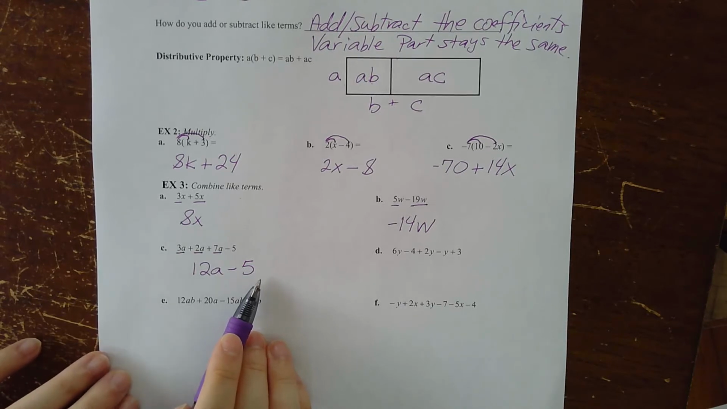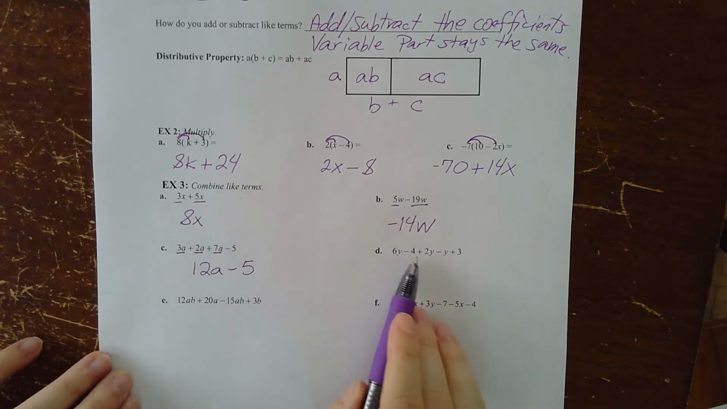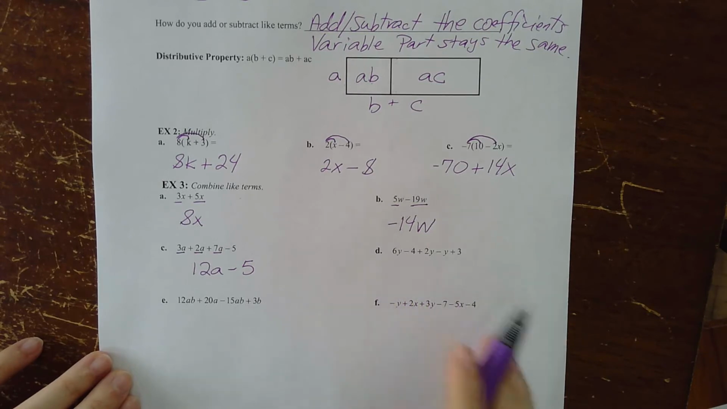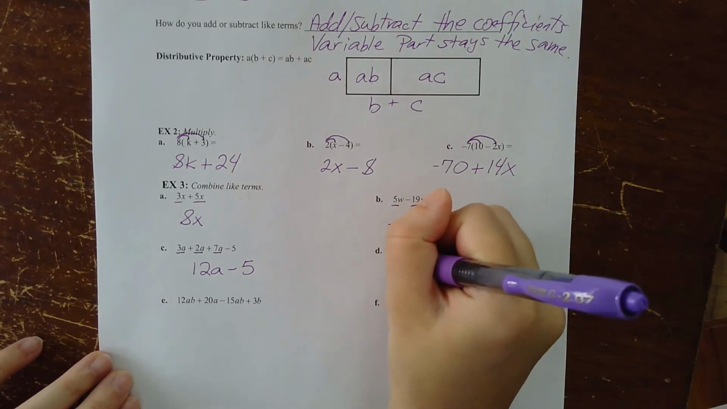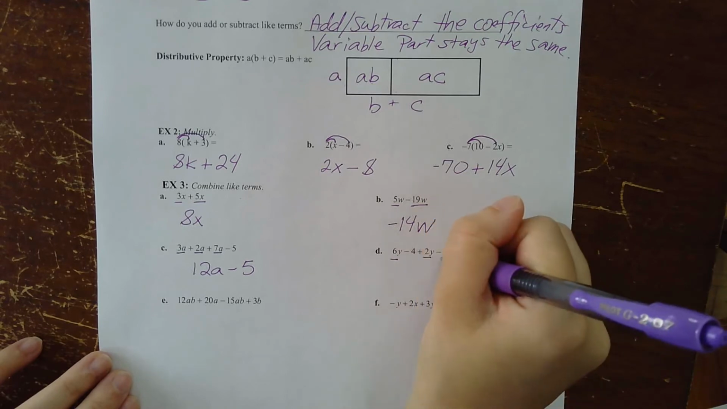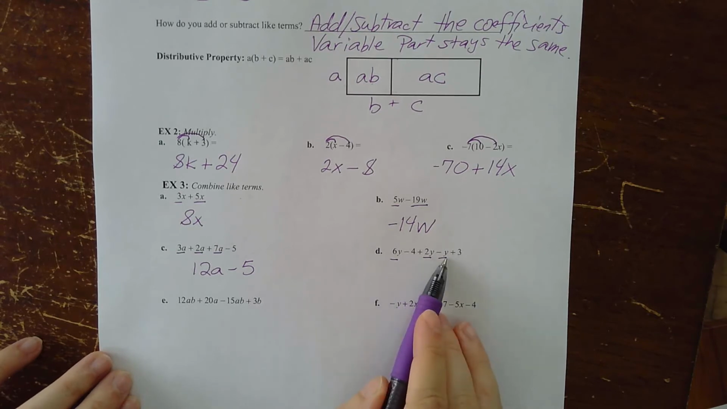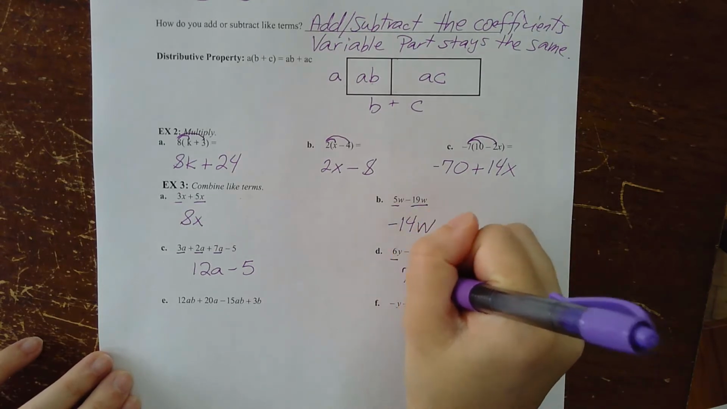Okay? In part D, we've got 6y minus 4 plus 2y minus y plus 3. So let's go ahead and find some like terms. First ones I see are the y's. So I've got 6y, 2y, and a minus y. Those are all like terms. So 6y plus 2y is 8y. Minus y would be 7y.